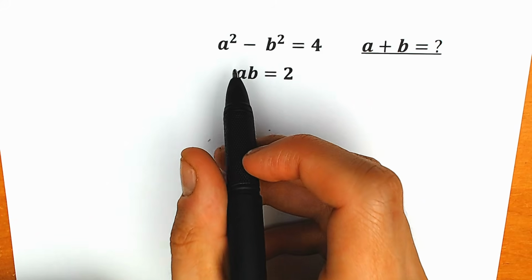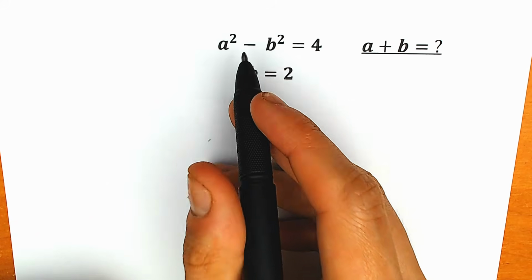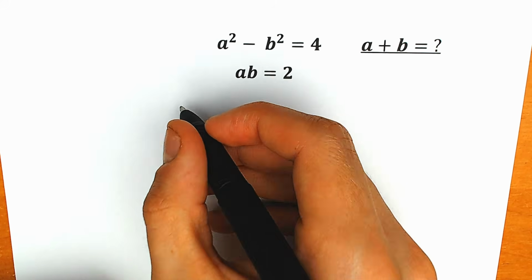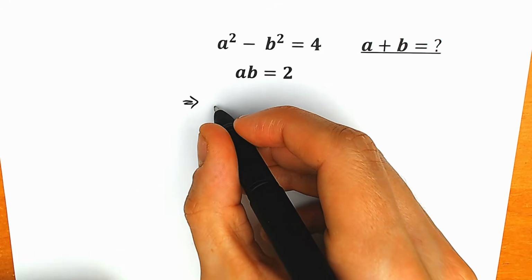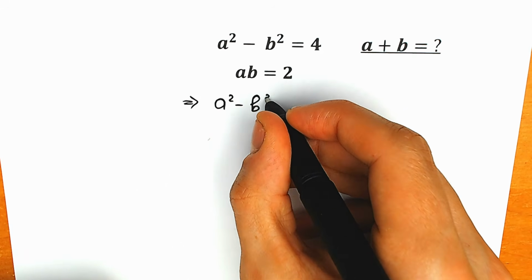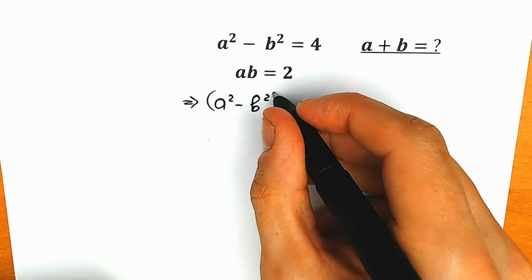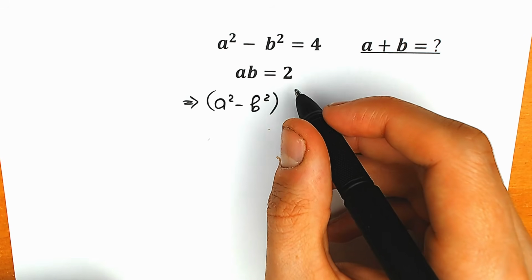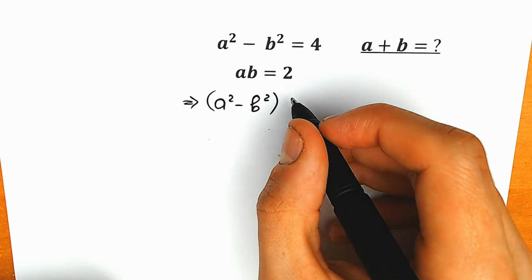Okay, so first of all, let's raise this first equation to the second power. This is our first step. So we have a squared minus b squared. This is my solution. Of course, there are a lot of ways we can solve this type of question, but I want to show you this one. This is a great and relaxing question for everyone and even for students.